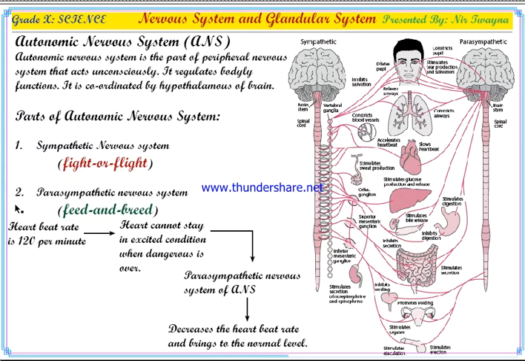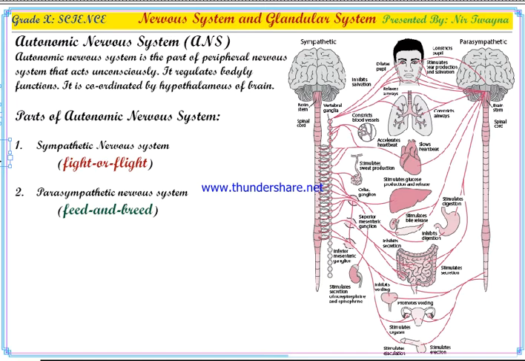Well, the parasympathetic nervous system is also known as feed and breed. That means when you are not in a dangerous situation, you have two things to do. You eat, you grow, and you breed. These are the things an animal would do when they are in a relaxed state. When they are in danger, they need to fight or flight. When they are in a relaxed state, they need to feed and breed.